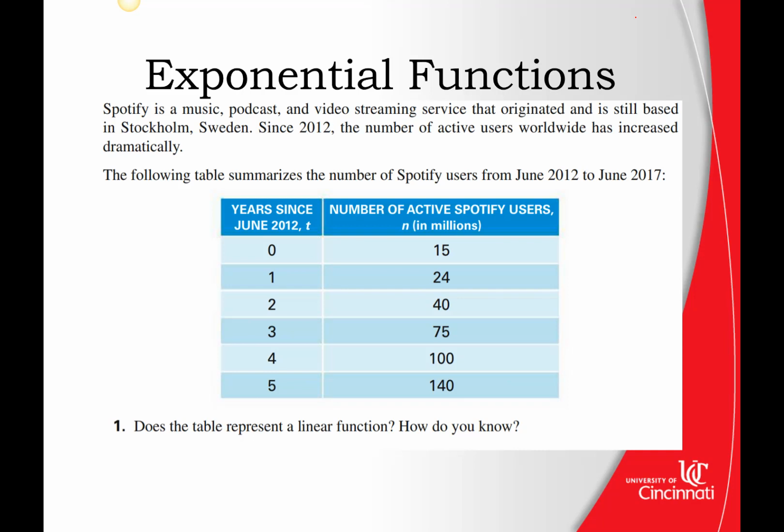Here are some numbers of active users on Spotify. 2012 is right here. And these other numbers are years since 2012. So this down here would be what year? 2017. 2017. This is the number of active users on Spotify, people who use it on a regular basis. If you take a look at that number of users, is that growing linearly or in some other way?